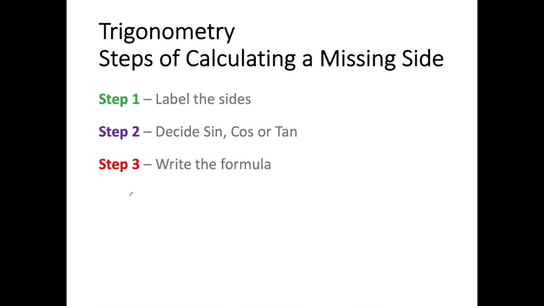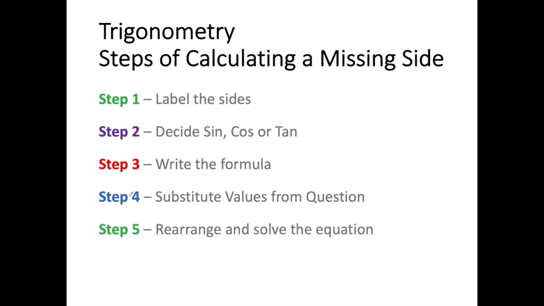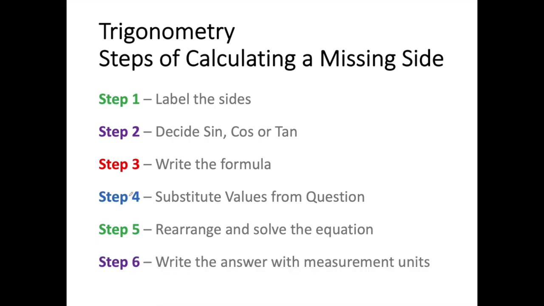Step 3, write the formula. Step 4, substitute the values into the formula from the question. Step 5, rearrange and solve the equation to find out what that missing side is. And step 6 is going to be to write the answer, making sure we include the measurement units. If we don't have measurement units in the question, just write the word units as your unit of measurement.